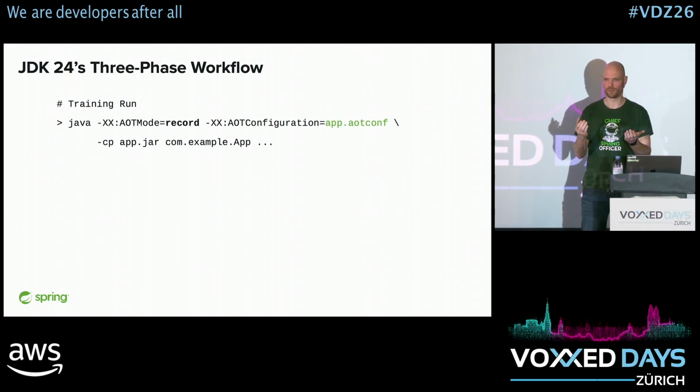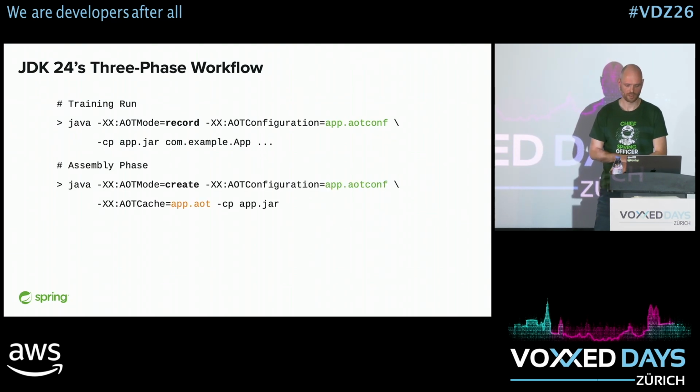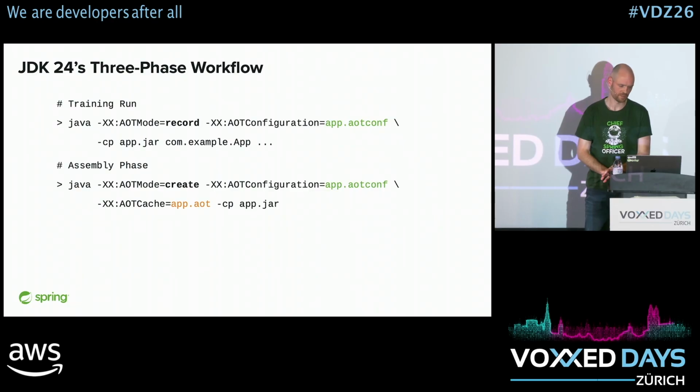And then you do your training run. So you essentially run your integration test against it, or you open it up in a browser and click around a little bit, and then you exit the application. And on exit, it writes the green file. And then we transform the green file into the orange file. And this is the AOT mode create.